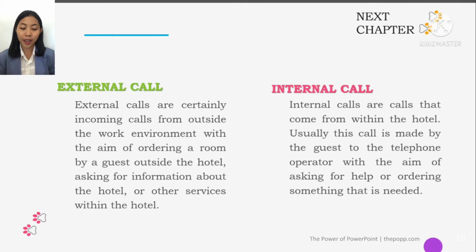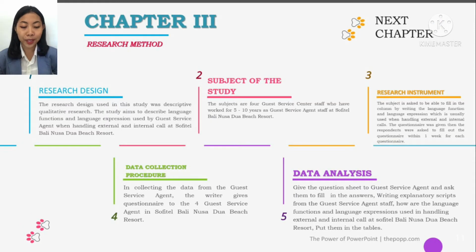The next one is the definition of external call. External calls are calls that enter the hotel from outside parties such as individuals, guests outside the hotel, companies, and so on. So external calls are incoming calls from outside the work environment with the aim of ordering a room by guests outside the hotel, and asking for information about the hotel or other services within the hotel. The next one is the definition of internal call. Internal calls are calls that come from within the hotel. Usually this call is made by guests to the telephone operator with the aim of asking for help or ordering something.